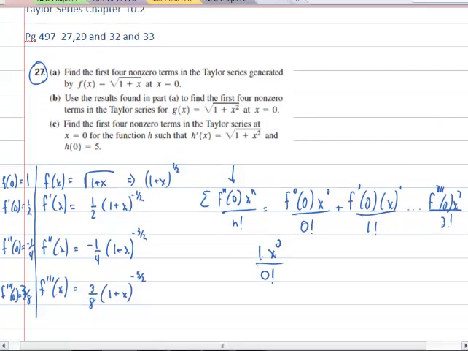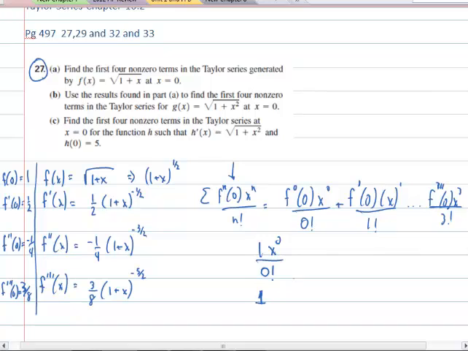factorial, which is in fact 1. The next term, the first derivative, will be 1/2. It'll be x to the first power over 1 factorial, which will simplify to give me 1/2 of x. The next term will be the second derivative, which will be negative 1/4, x squared over 2 factorial. And so my next term simplified will be x squared over 8.